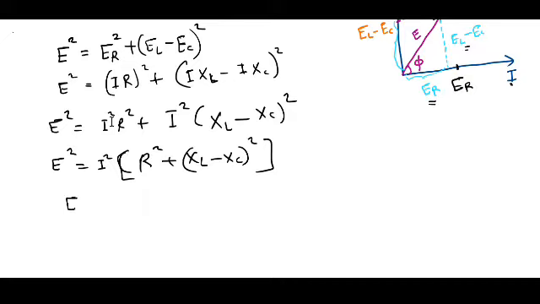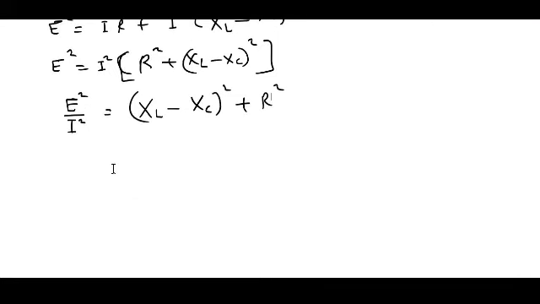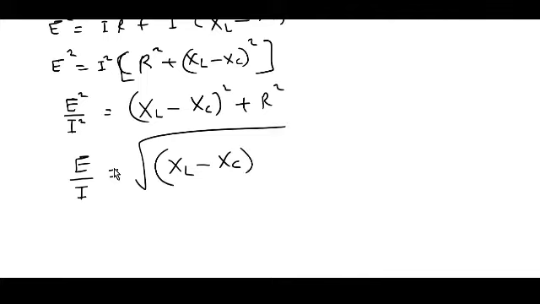For the impedance, that is E by Z, I will write here E square by I square. Then the above expression can be written as XL minus XC all square plus R square. If I take the square root of this E square by I square, this will be E by I, equal to the root of XL minus XC all square plus R square.